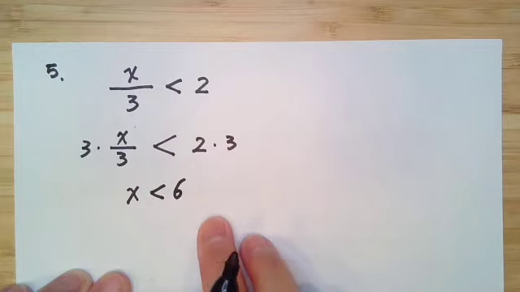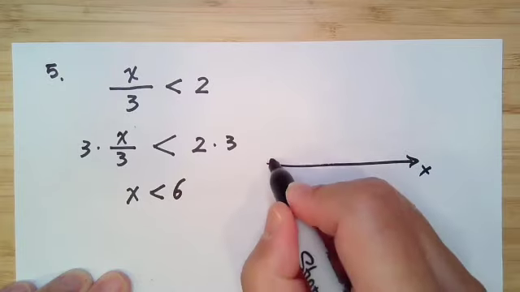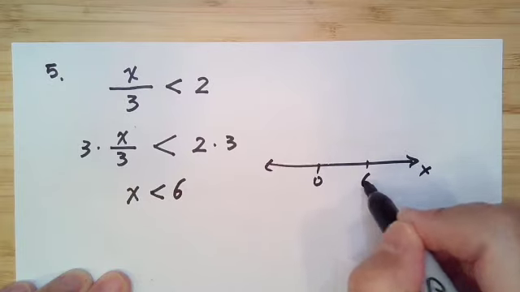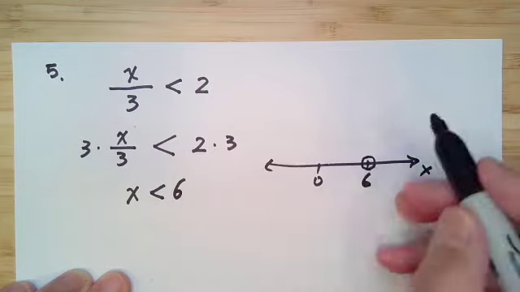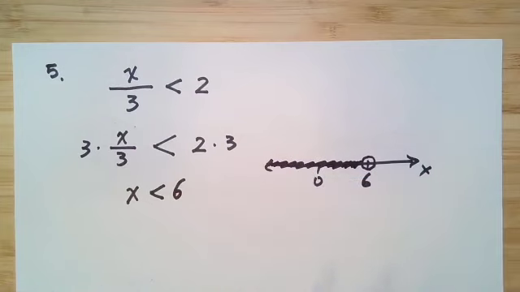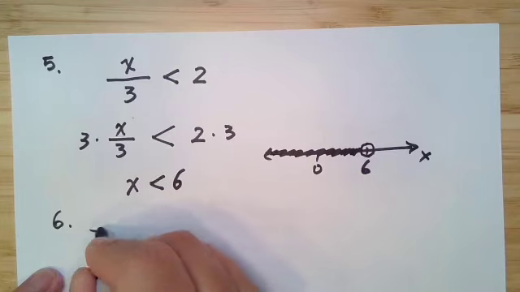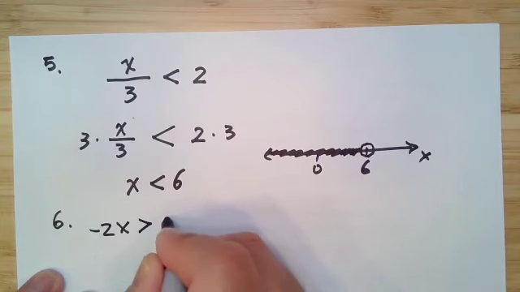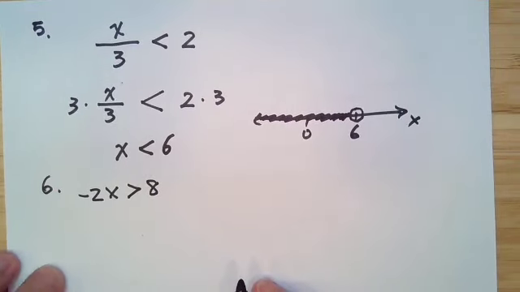So you multiply by 3 on both sides. So this is x, 0 and 6. You're going to have a circle at 6 because there's no equal sign. And then just mark this part. Okay, number 6. Negative 2x is greater than 8.